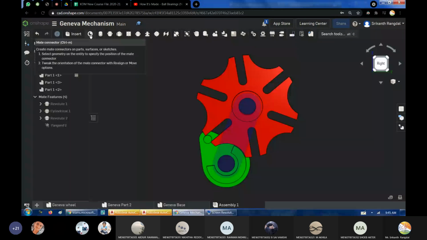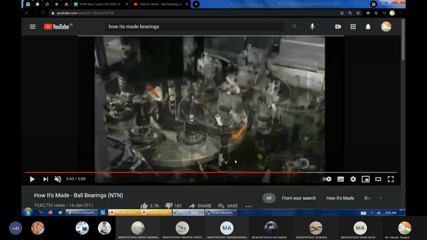If you click on this link, the video will start exactly at this point, wherein it shows the rotation of the table. Is this clear? Any doubts here?